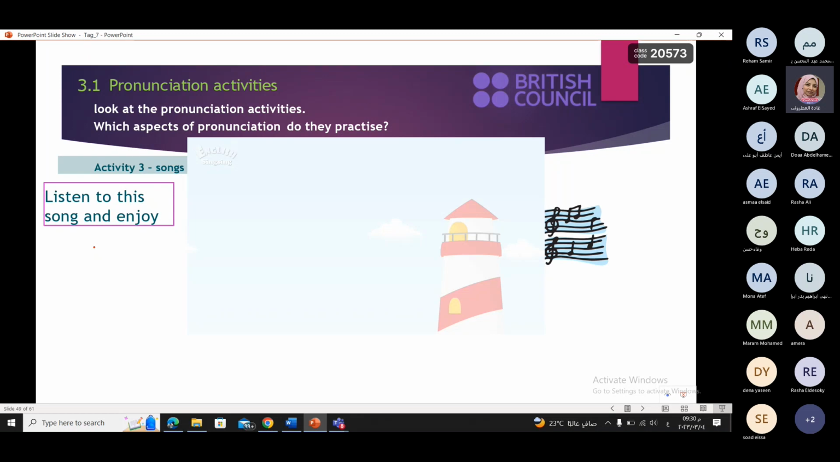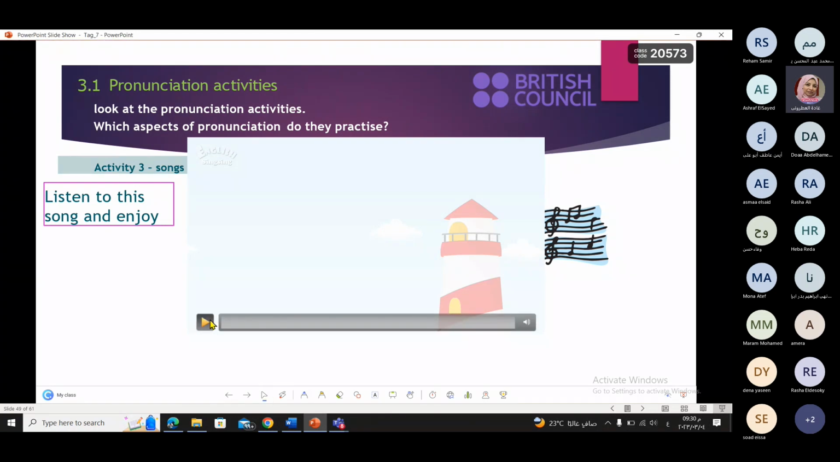So this activity is about a song. Let's listen to the song and you tell me what a song teaches us concerning pronunciation. Right? Okay. Can you hear?